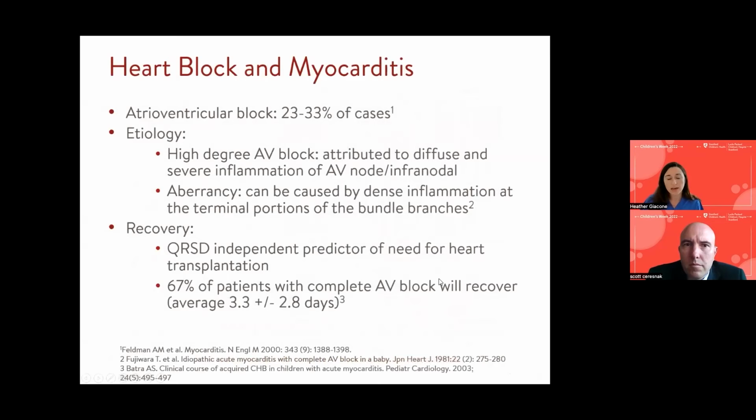So I'm going to switch gears and talk specifically about heart block with myocarditis, since our case did present with that. So AV block in one study occurred in up to about 33% of cases. The high degree AV block is attributed to sometimes diffuse as well as severe inflammation of the AV nodal area or infranodal structures. When talking about the aberrancy, so when you're getting those bundle branch blocks, that dense inflammation is usually at the terminal portions of the bundle branches as they enter the Purkinje system in the ventricles.